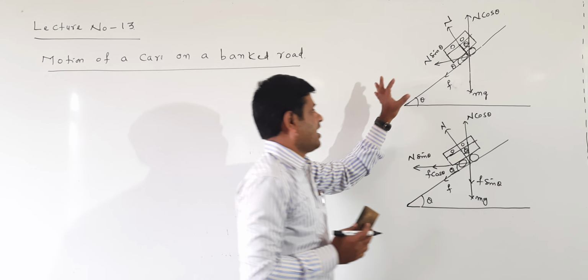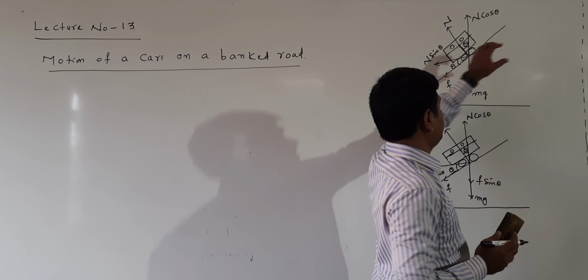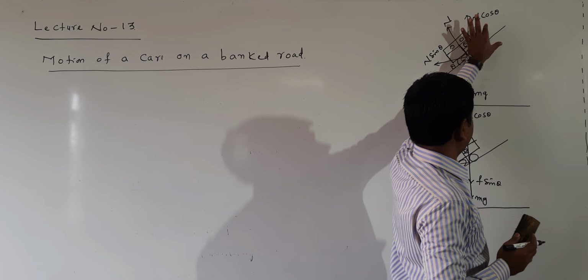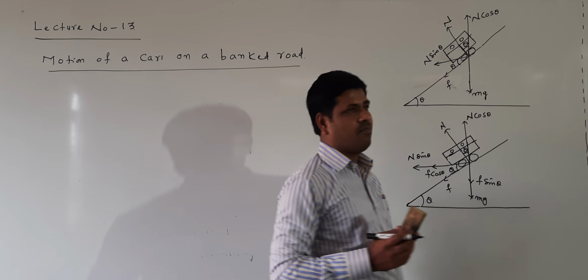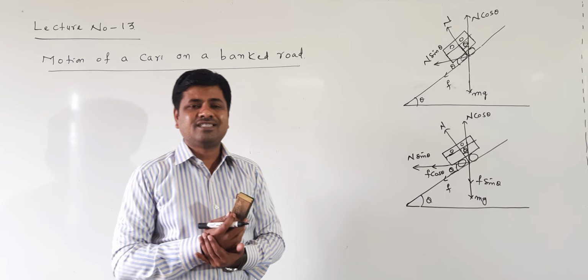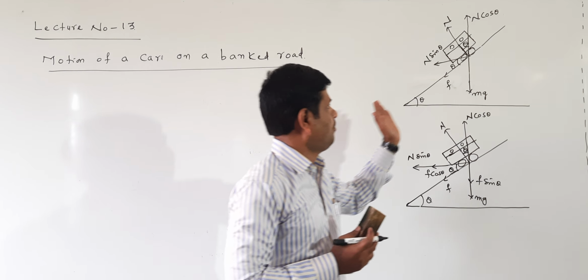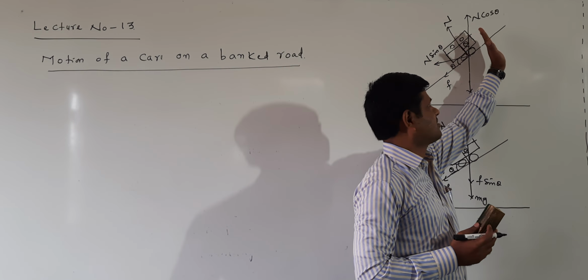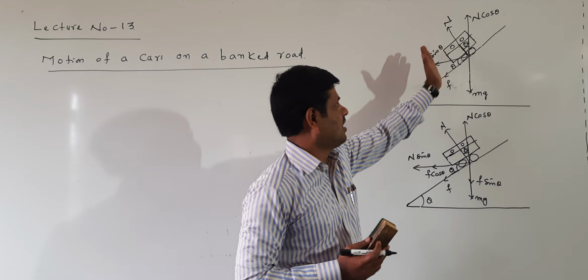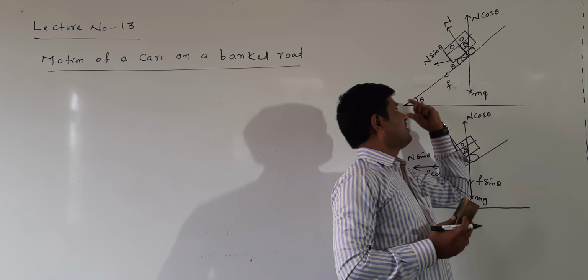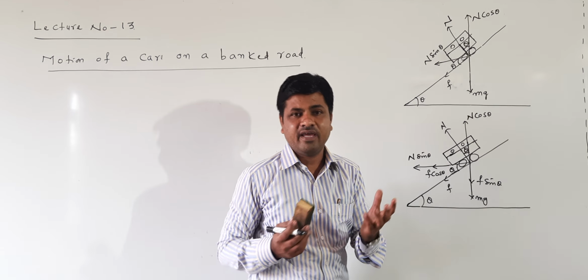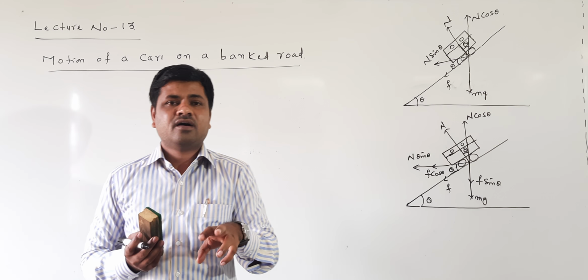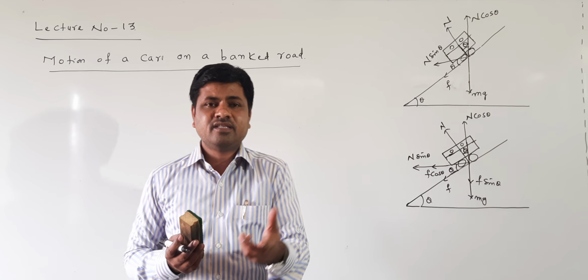When the car is sliding towards the upper edge, it is moving in this direction. When it is sliding in this direction, the frictional force is acting in the opposite direction. Actually, two cases are there: the car is sliding up or the car is sliding down. Sliding means slipping. The car is slipping in this direction and the frictional force is acting in this direction. Why is frictional force acting in this direction? To avoid the slipping.